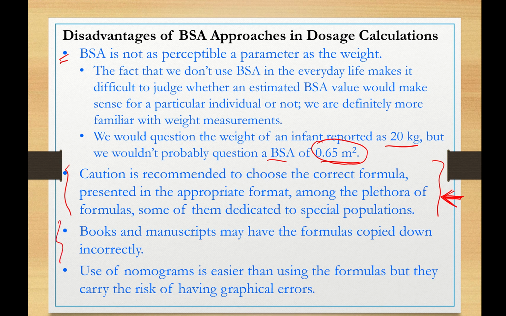Also, books and manuscripts sometimes may have the formulas copied down incorrectly. I've actually seen it, all right? And use of nomograms is easier than using the formulas, but they carry the risk of having graphical errors. That also has happened in the past. So these are the disadvantages of BSA approaches. So again, my advice is use the package insert to dose your patient.